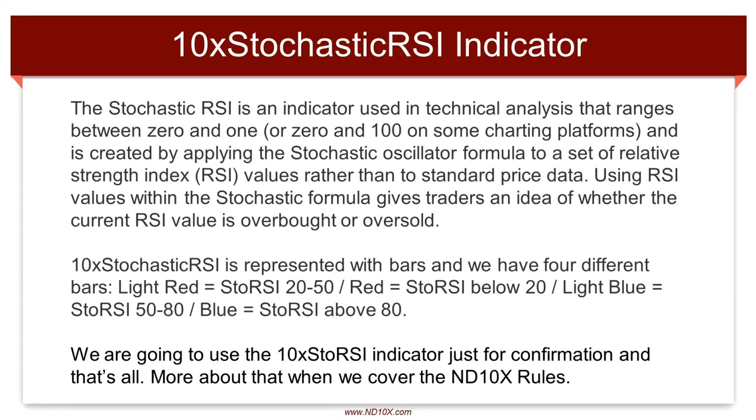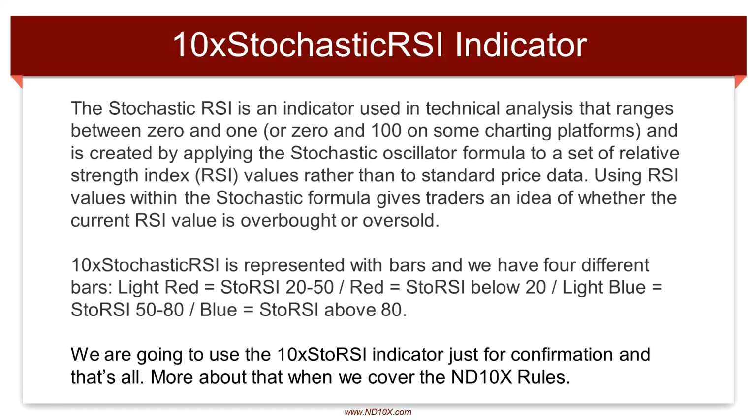The stochastic RSI is an indicator used in technical analysis that ranges between 0 and 1, or 0 and 100 on some charting platforms, and is created by applying the stochastic oscillator formula to a set of relative strength index values rather than to standard price data. Using RSI values with the stochastic formula gives traders an idea of whether the current RSI value is overbought or oversold. The 10x stochastic RSI is represented with bars, and we have 4 different bars.